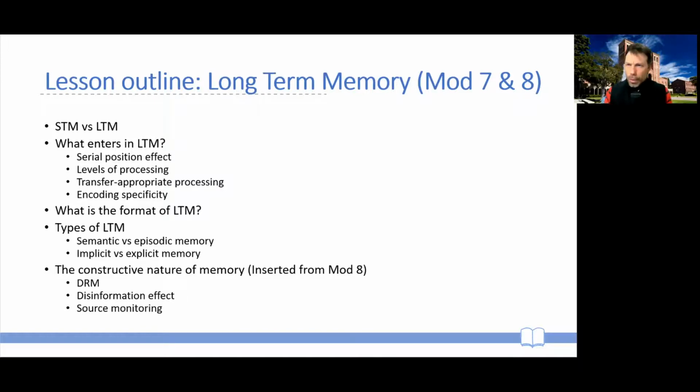And here we're going to see another number of different issues: the serial position effect, the so-called level of processing theory of how deeply we encode information and how that relates to how well we remember it, so-called transfer appropriate processing, and the effect of encoding specificity.